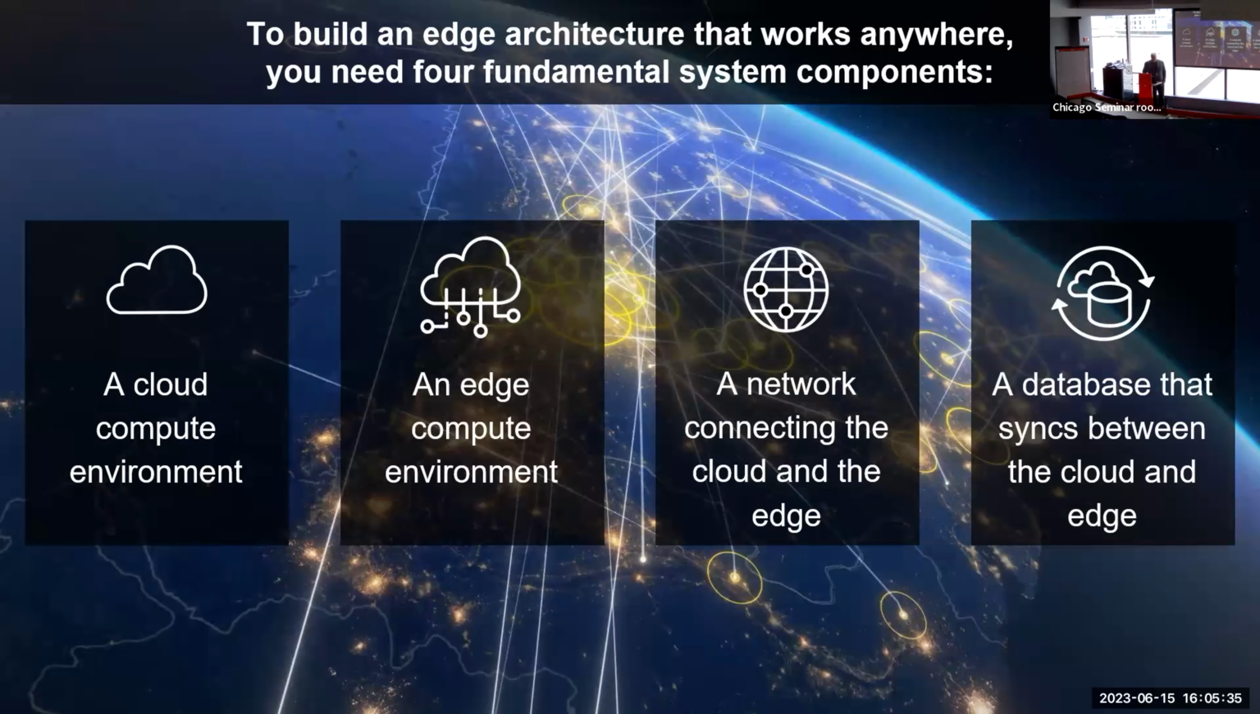So to break down the fundamentals, an edge architecture requires 4 components to deliver on these promises of low latency, 100% availability, and data consistency. The cloud compute environment, an edge compute environment, a network that connects the two, and a database that can take advantage of the previous 3 components.